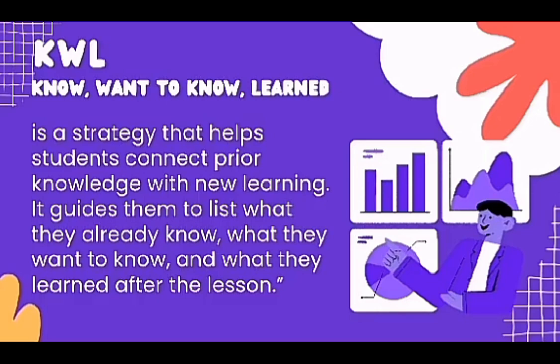KWL helps students organize what they already know and what they want to know. So basically, students make a chart where they first write what they already know about the topic, then what they want to know, and finally, after the lesson, what they learned. This strategy is good because it makes us reflect on prior knowledge, set learning goals, and also check our progress after the discussion.